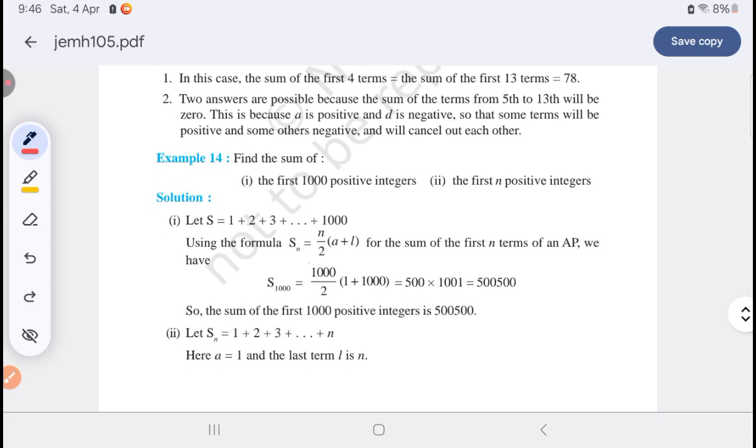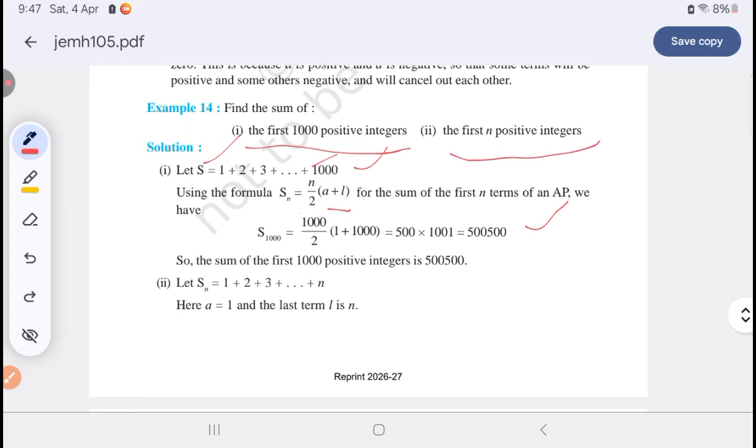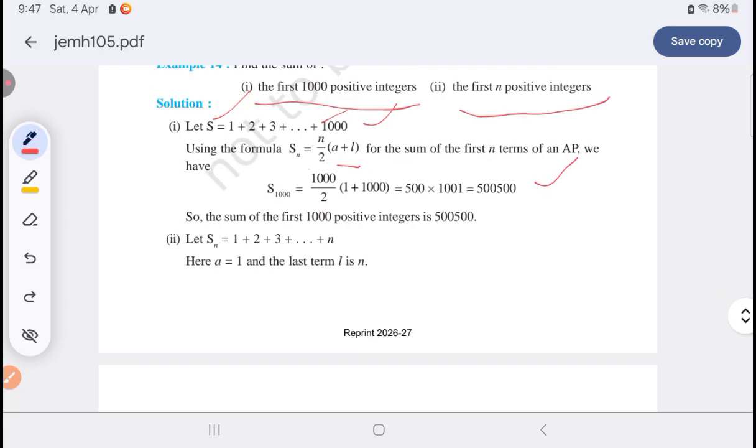Find the sum of the first 1000 positive integers, and the first n positive integers. These are two questions. So let us say S equal to 1 plus 2 plus dash dash 1000. Using n by 2 into a plus l, a is 1, last term l is 1000. You'll get the answer. You know n also. So this is the sum of the first 1000 terms.